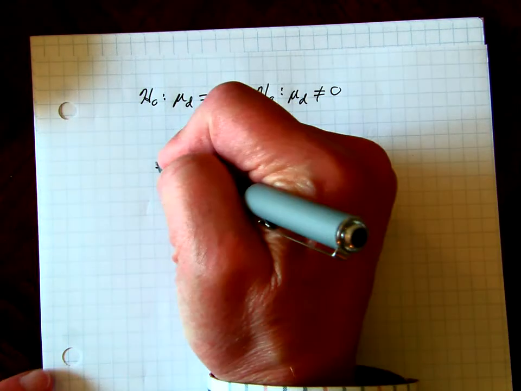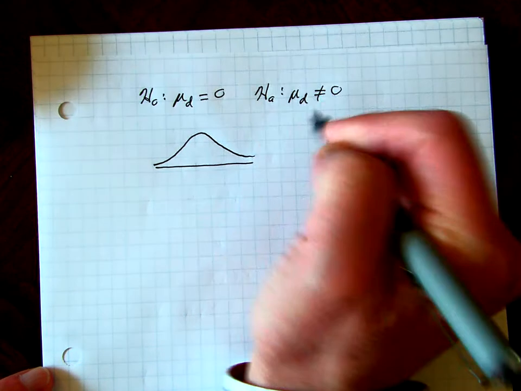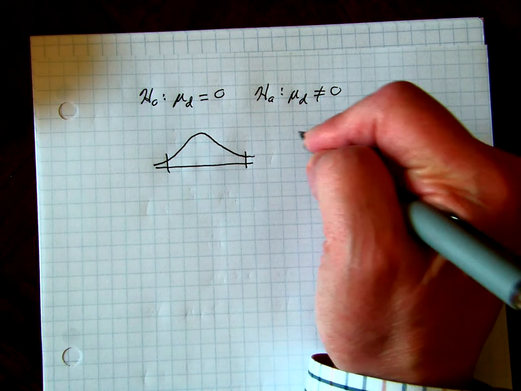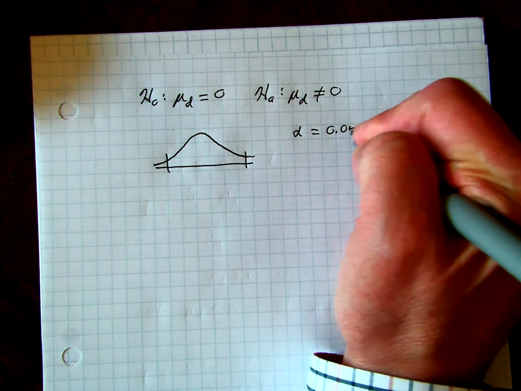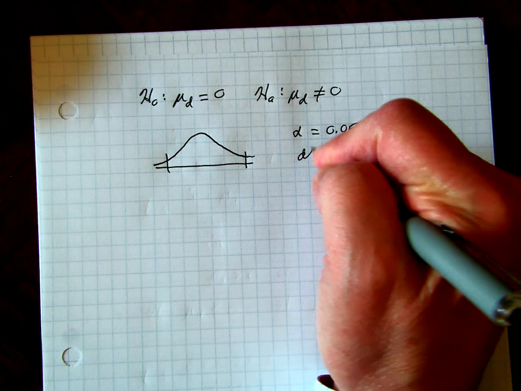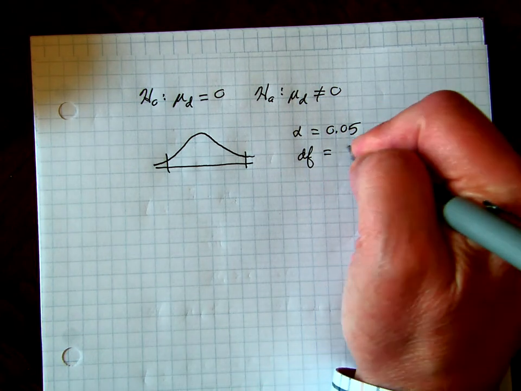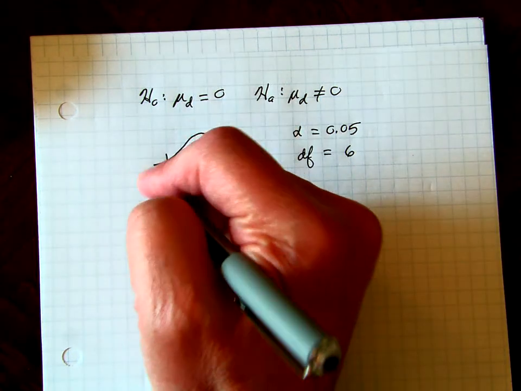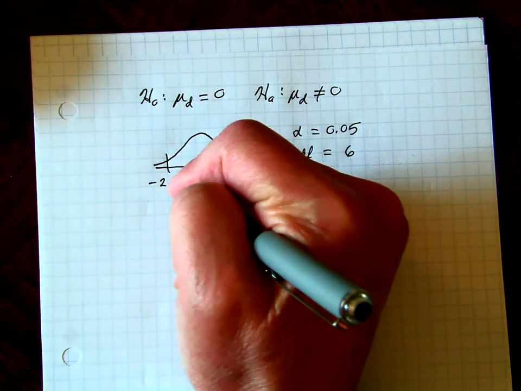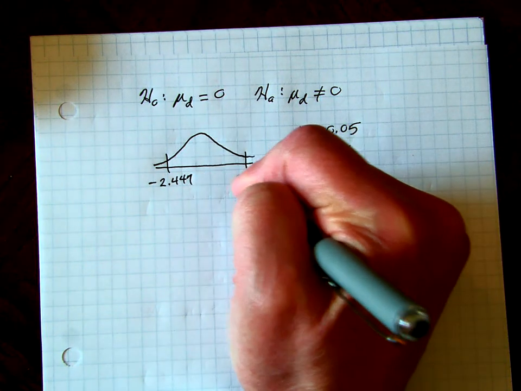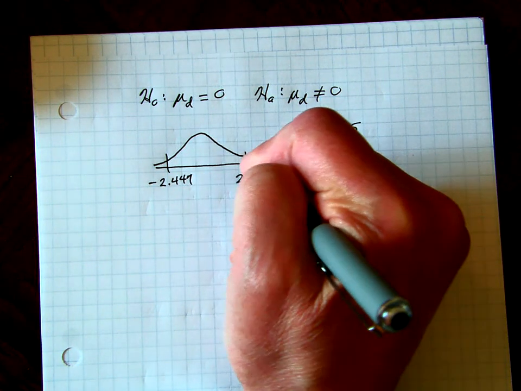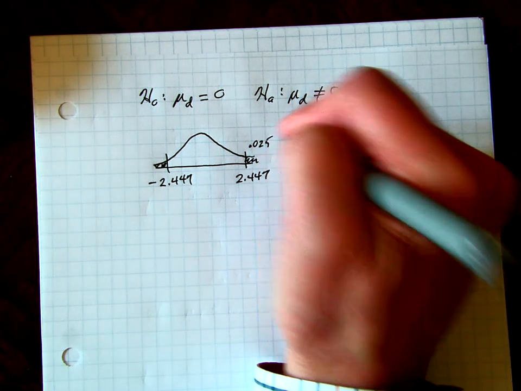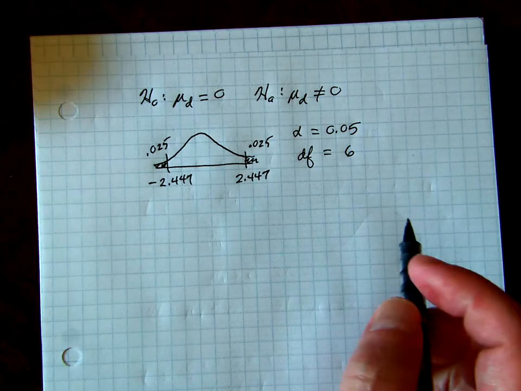If you draw your t-distribution and you look at the two tails, and remember there's only 7 subjects, we're supposed to do this at the 5% level of significance. We have 7 subjects, so degrees of freedom is 6. And if you look for the rejection regions, we're going to have minus 2.447 and positive 2.447. Two-tailed test, 0.025 above, 0.025 below.